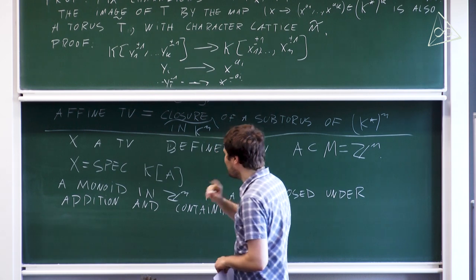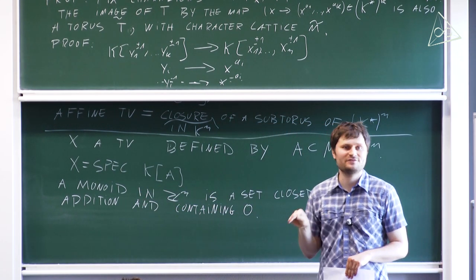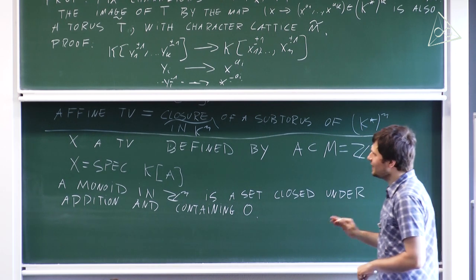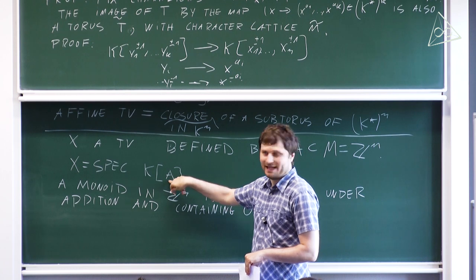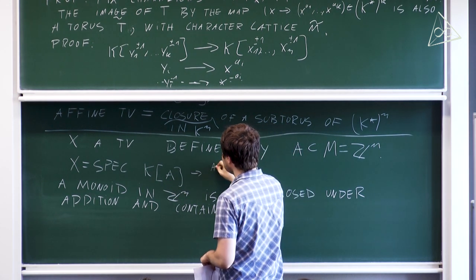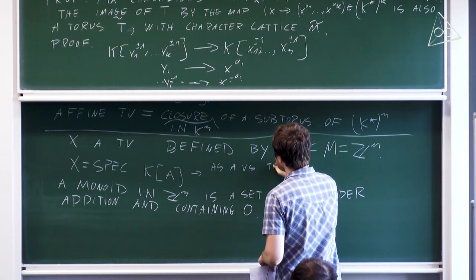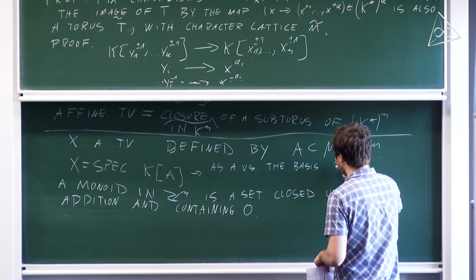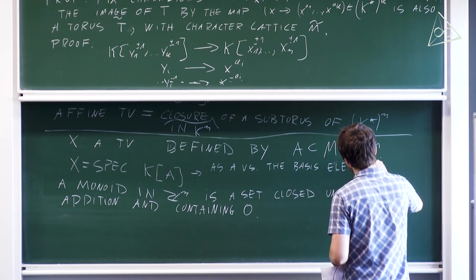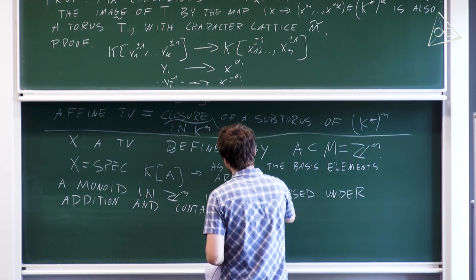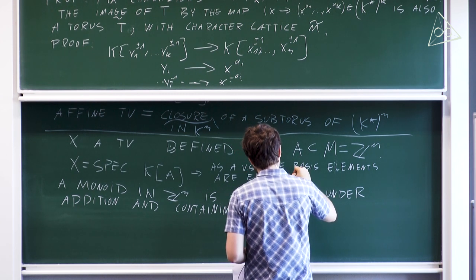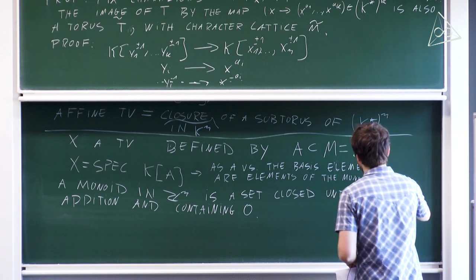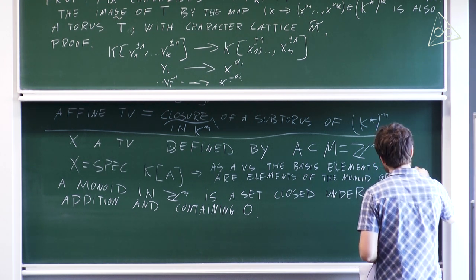OK, so recall that the monoid is like a group but you don't have inverses. Yes? It becomes a cone. We will come to cones in a second. Right now, what we are allowed to do is add elements of A. So as a basis, as a vector space, the basis elements are elements of the monoid generated by A.